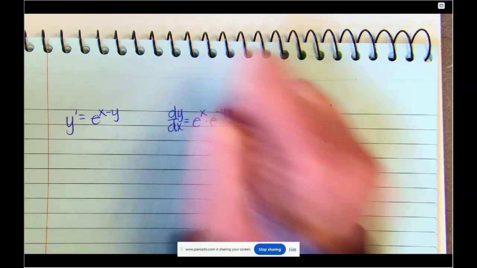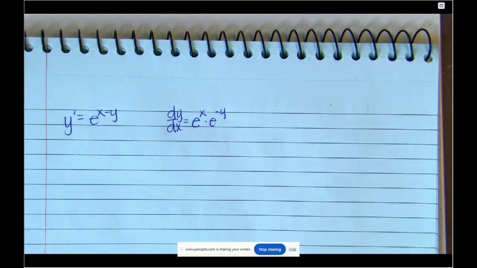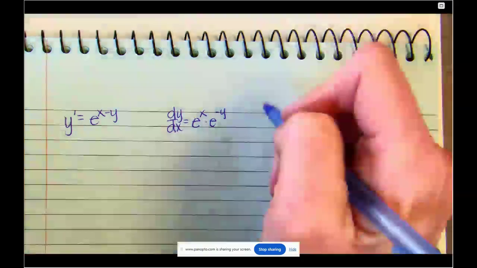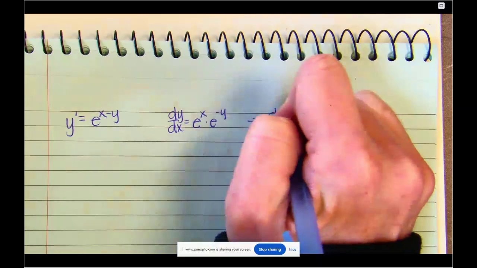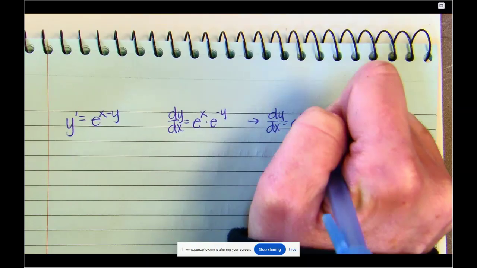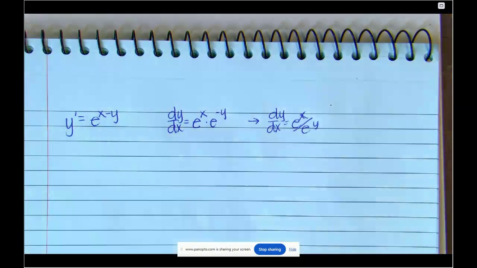Now, if it was me, I would move him down. I would simplify all the things before you start separating, because then you're not dealing with a negative exponent. So if it was me, I would change this to dy dx equals e to the x over e to the y. Then separate, integrate, and solve. Please do that.